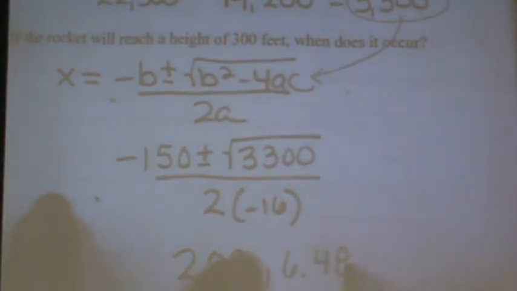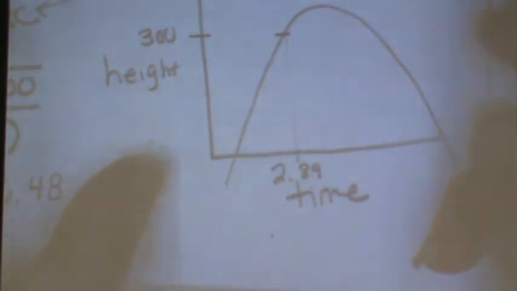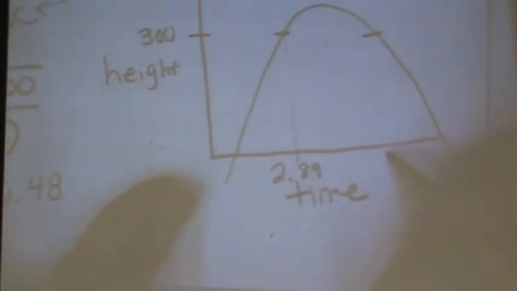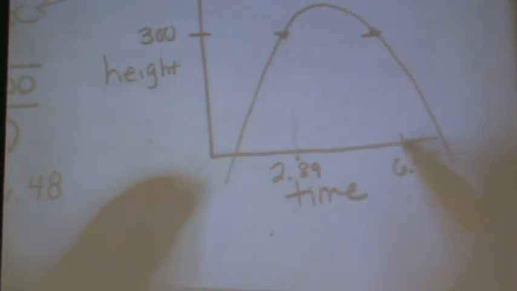So I'm gonna draw like a little picture for you. So here's your rocket. We've got time on the x-axis, and height. So this is what's gonna happen. It says, when will the rocket reach, so let's say this represents 300 feet right here. When will it reach it? It's gonna reach it right here, so we want this time, which is gonna be 2.89 seconds. And then what happens is the rocket keeps going up. And then this is 6.48. So it's reaching 300 feet here at 2.89 seconds, and it's gonna go back up and come back down, and it's gonna reach it at that time.